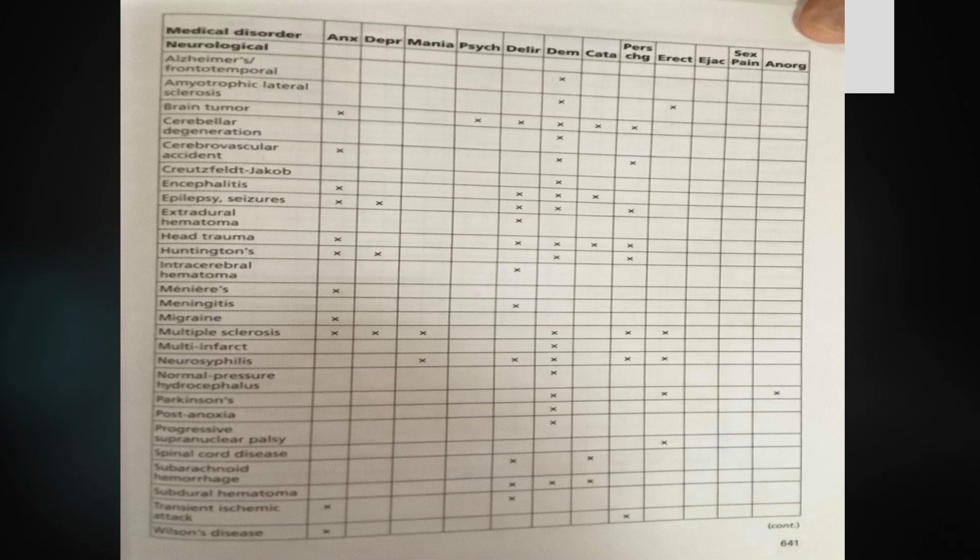It also includes neurological disorders. Many of these are listed in the DSM-5 as neurocognitive disorders. They include Alzheimer's disease with frontotemporal disorder. Essentially, it's a disorder of memory. Amyotrophic lateral sclerosis, which you may not have heard of in those terms, but it's also known as Lou Gehrig's disease. Brain tumors, cerebellar degeneration, which leads to problems with balance and mobility. Cerebrovascular accident, which is another fancy term for a stroke.